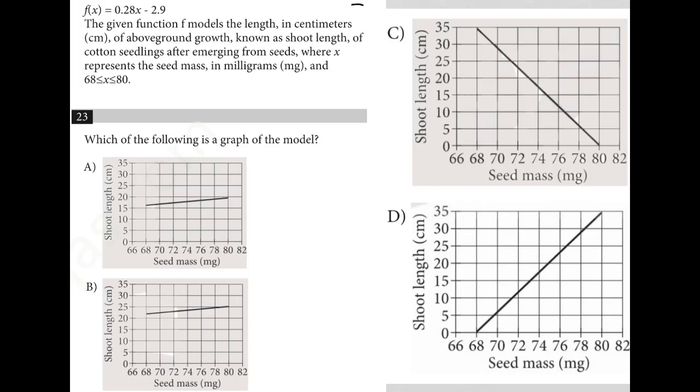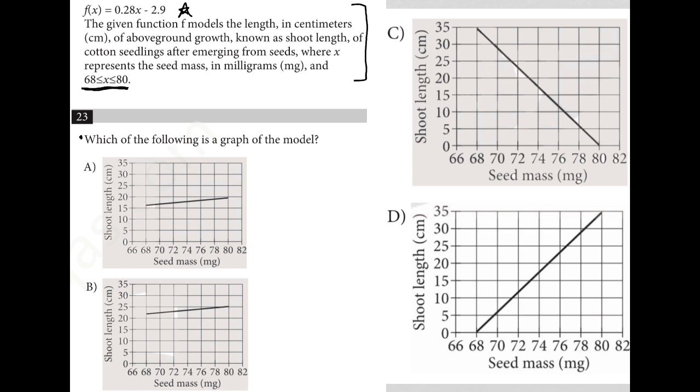Okay, so the information provided prior to the question says f of x equals 0.28x minus 2.9. The given function f models the length in centimeters (cm) of above ground growth, known as shoot length, of cotton seedlings after emerging from seeds, where x represents the seed mass in milligrams and is between 68 and 80. That's how I read that. x is between 68 and 80. So the actual question is, which of the following is a graph of the model?